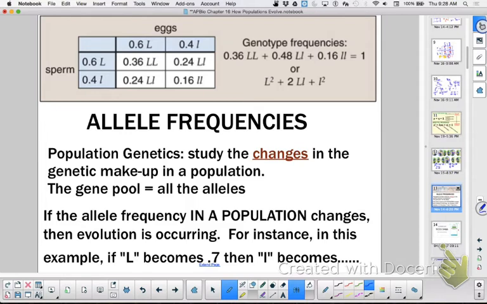Okay, so if big L became 0.7, and then this would have to be what? 0.3, right? And this is 0.7 and this is 0.3. This would be then what? 49%. This would be 21, right? 21, and this would be 9%, right? Then I would say how many of them? 42% should be heterozygotes. If the allele frequency changes, what is occurring? Evolution. All right, perfect. So let's do a little bit of practice here.